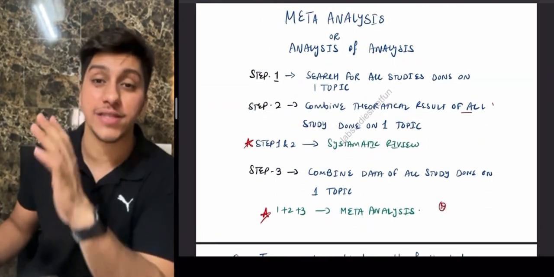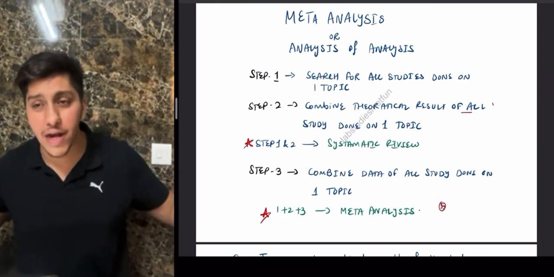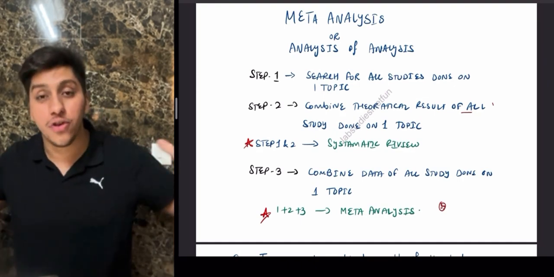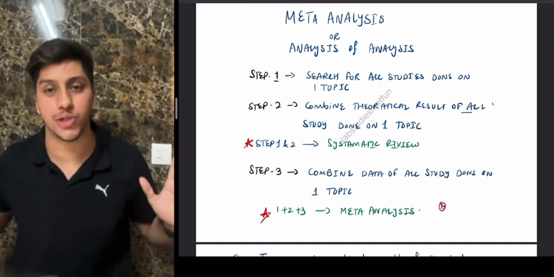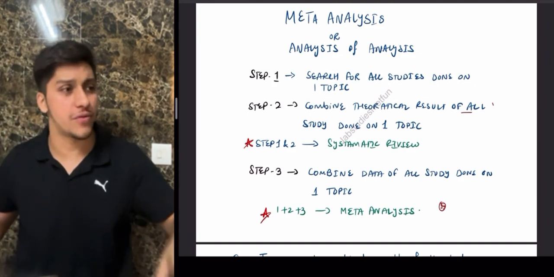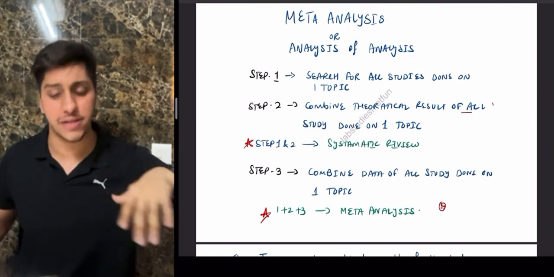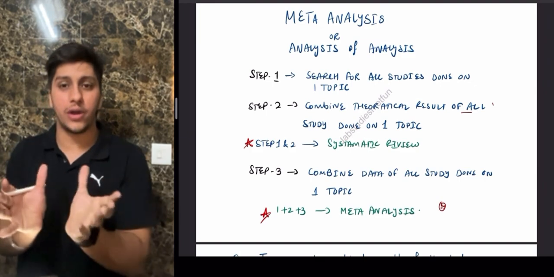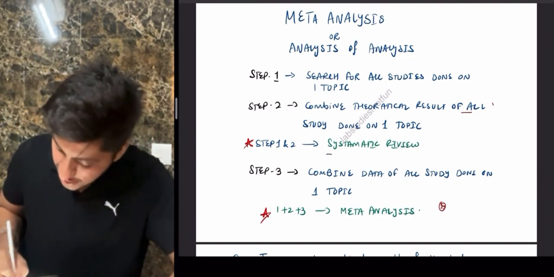Meta-analysis is also known as analysis of analysis. Step 1, you're going to collect all the data done on one topic. Second, we're going to combine the theoretical study of all of them to find one solution. For example, we're talking about breast cancer. How many researchers are done with breast cancer? As much as I can find, I'll find. Then whatever the final conclusion was, I'm going to collect it all and make one thing. These two steps together are known as systemic review.